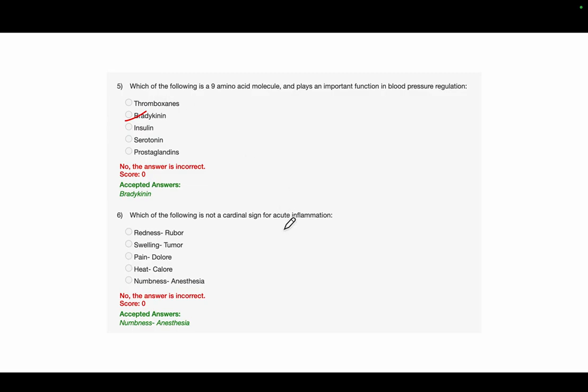Which of the following is not a cardinal sign for acute inflammation? Options are redness, rubor, swelling, tumor, pain, dolor, heat, calor, numbness, anesthesia. Obviously, numbness, anesthesia. So these other four are cardinal signs for acute inflammation.